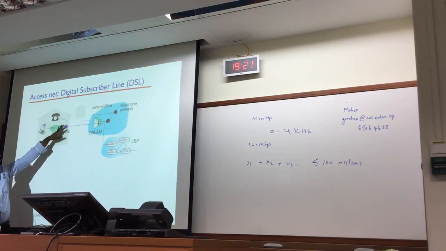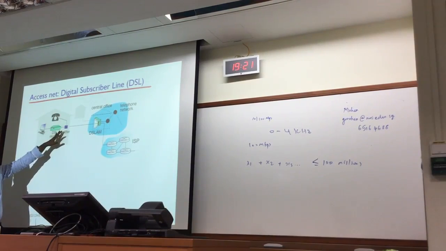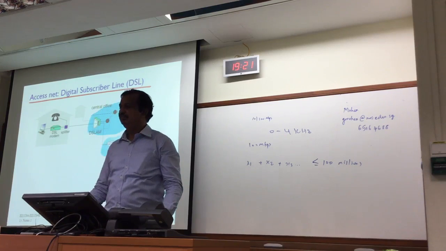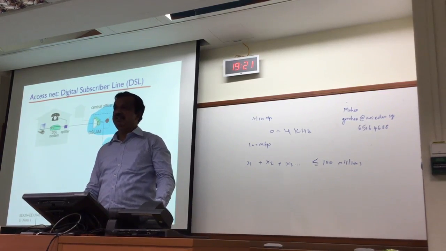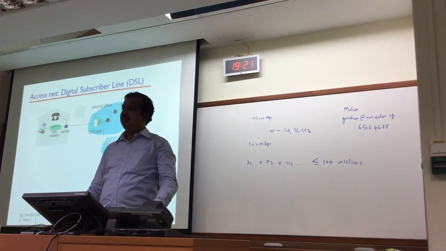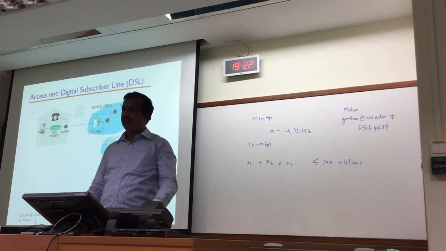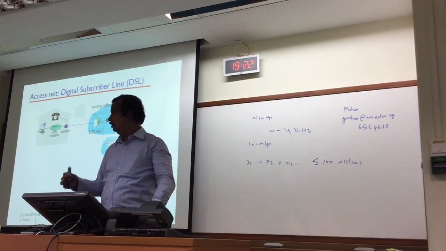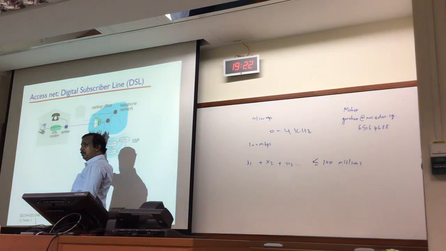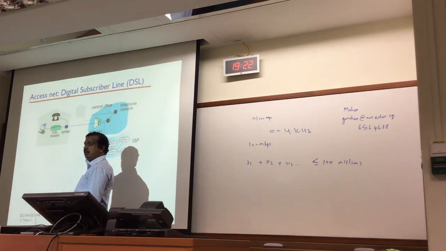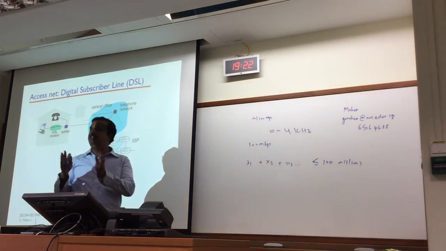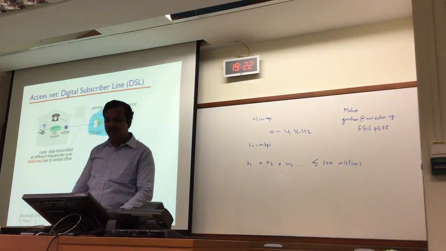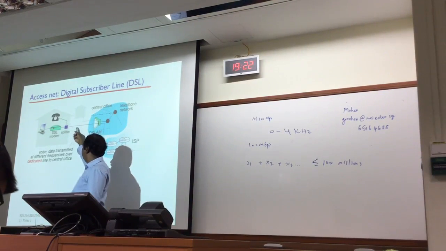So these signals, both voice signal and also the data signal, go through the same link, but they use different frequencies. For voice, 0 to 4 kilohertz. Then similarly for upstream and downstream. Upstream means from the user or home to the service provider. Downstream means service provider to the home. So there are 3 different frequency bands which are used. Same link, but different frequencies.